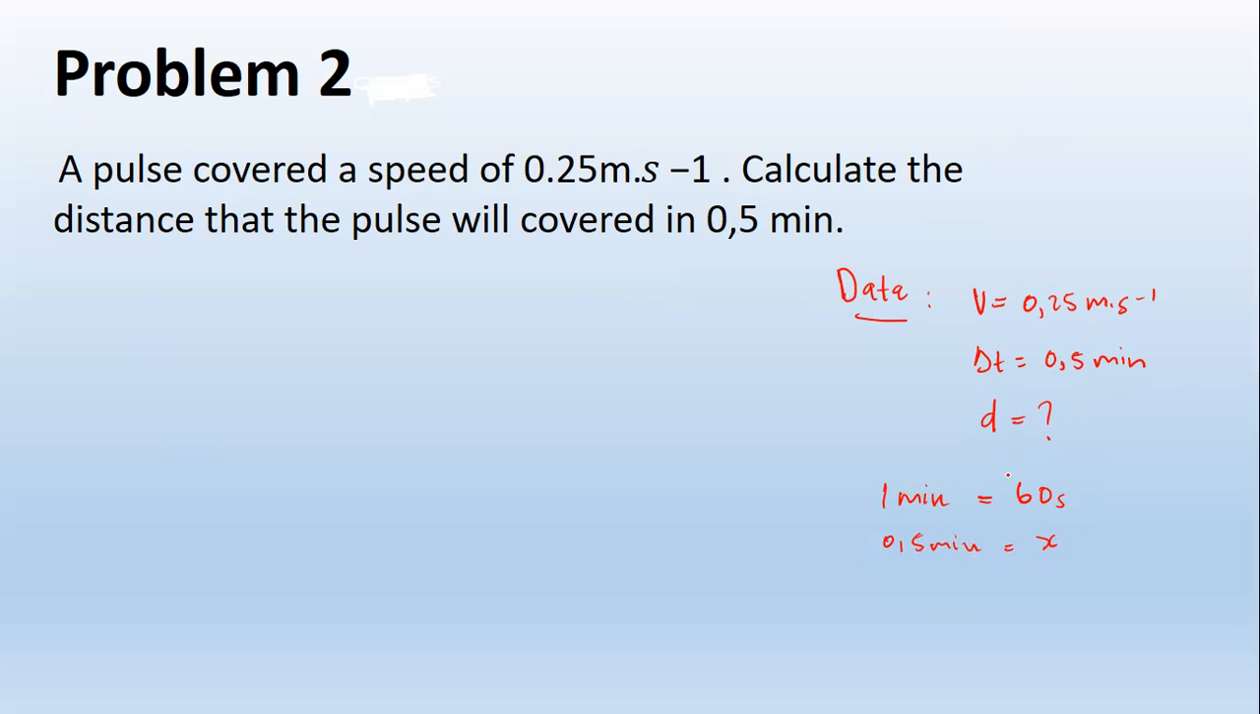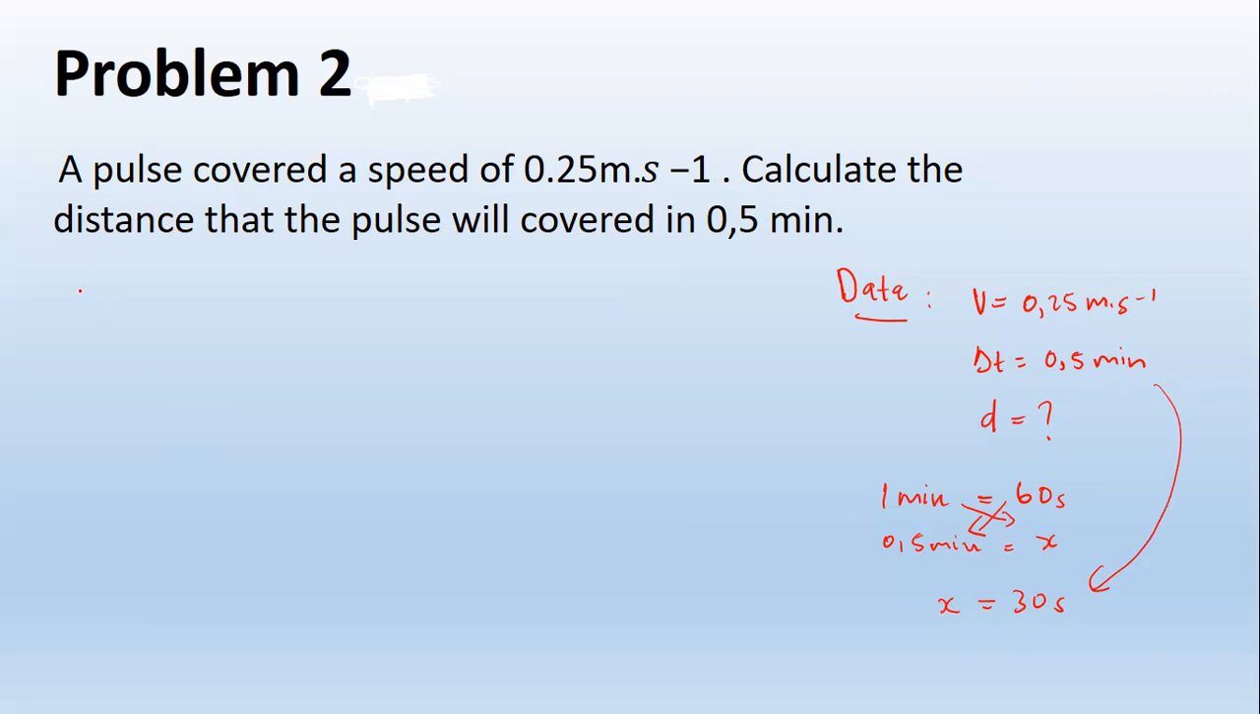So using this ratio, we can just cross multiply. We can say 60 multiplied by 0.5 and 1 multiplied by x. When we say 60 multiplied by 0.5, we actually get 30. And 1 minute multiplied by x will be x. So in this case, we're going to get 30 seconds. That means our change in time, in minutes, corresponds with 30 seconds.